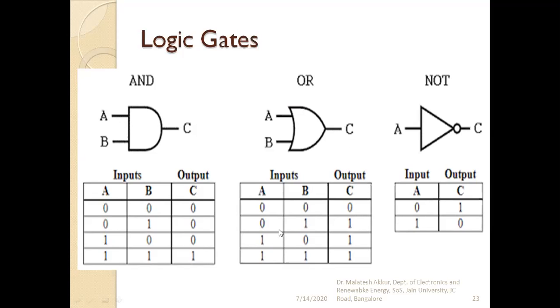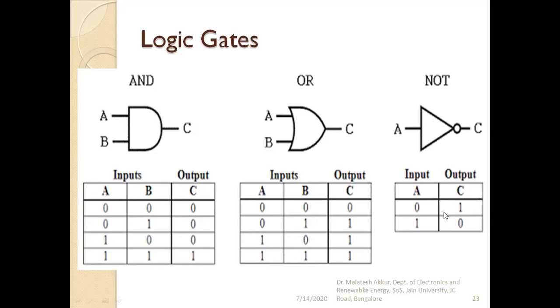Out of all the 3 inputs, any one input must be high in the case of the OR gate so that the output will be high. You can see in the first case the output is 0 because both the inputs are 0. But in the other 3 combinations, the output is high because one of these 2 inputs is 1, or both may be 1, doesn't matter. So we call it the OR gate.